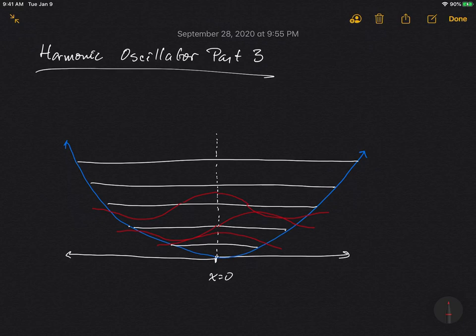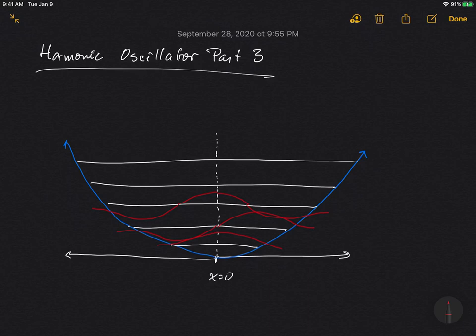We can go a step further, at the risk of crowding our diagram a little too much. I've shown in white lines here the energy levels at E equals h nu over 2, 3 halves h nu, 5 halves h nu, and so on, this ladder of states, that ladder of energy levels that correspond to the harmonic oscillator.